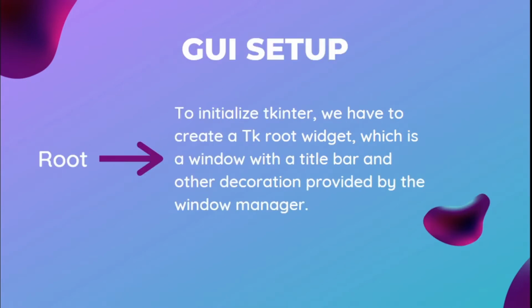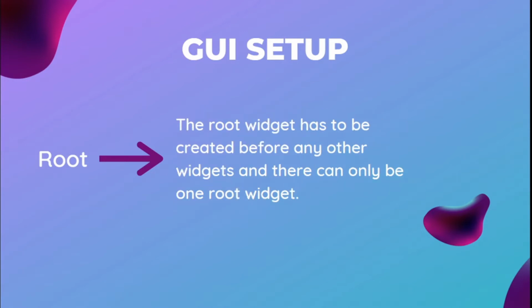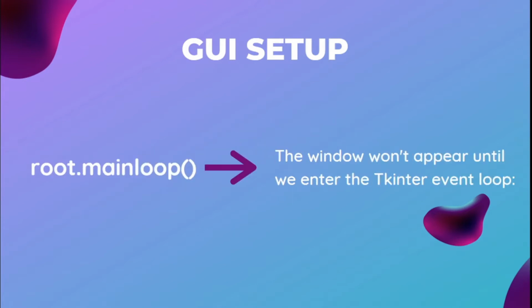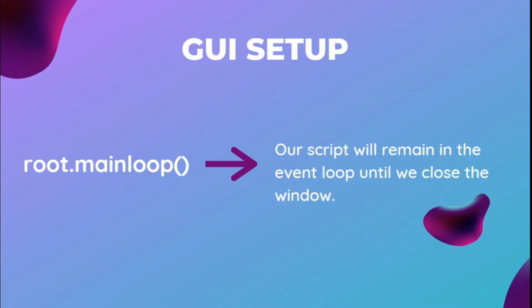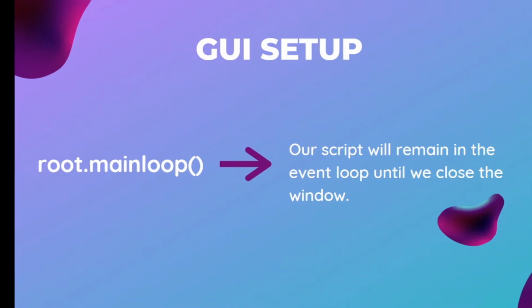In the GUI setup, to initialize Tkinter, we have to create a Tk root widget, which is a window with a little bar and other decorations provided by the window manager. The root widget has to be created before any other widget, and there can only be one root widget. Now while we have this root.mainloop(), the window won't appear until we enter the Tkinter event loop, and our script will remain in the event loop until we close the window.